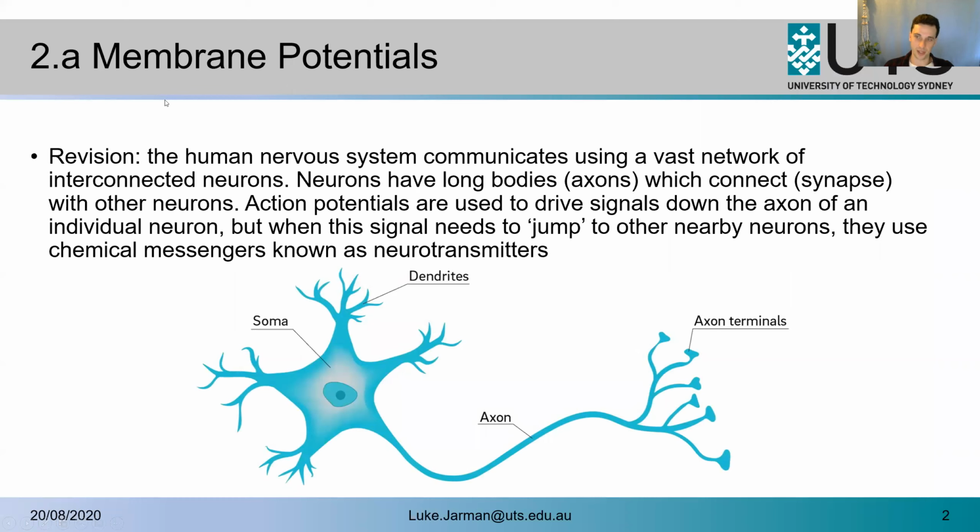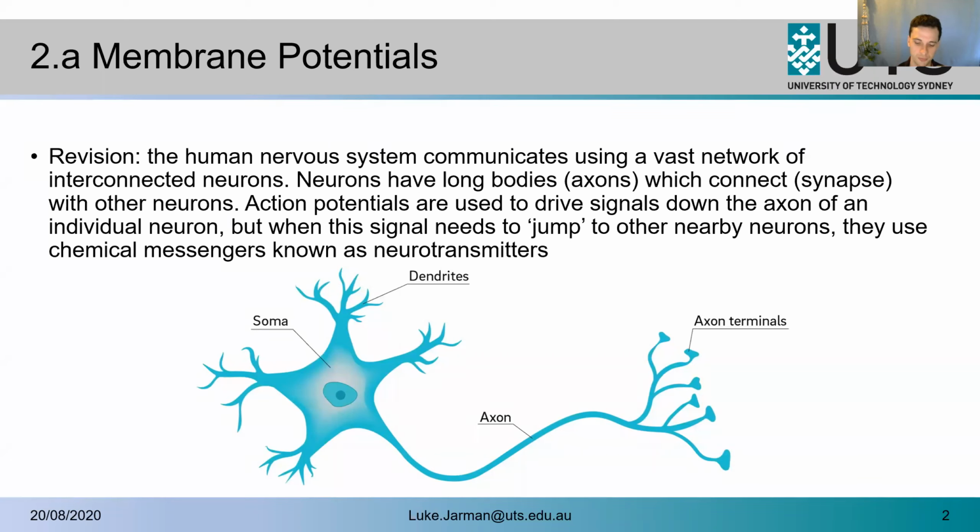Okay, so just a bit of summary revision first. The human nervous system communicates using a vast network of interconnected neurons. Neurons have these really long bodies called axons, which is an important way that they function. These long bodies connect with other neurons at gaps that we call synapses. We use electrical signals called action potentials to drive signals down the body of a neuron. But when that signal needs to transmit to another neuron, they use neurotransmitters.